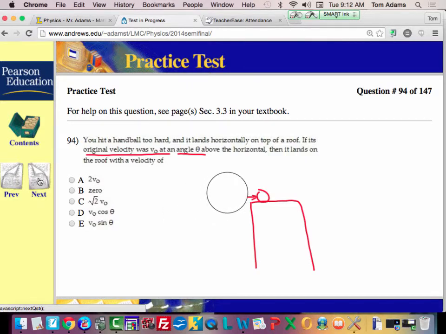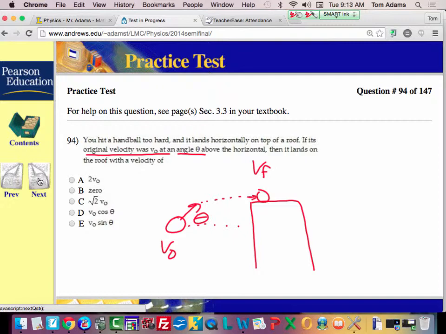So now this one, I remember doing this one. This was on one of your chapter tests. So we make the assumption that it's hit at an angle theta, and it goes flying and it lands horizontally on the roof. To do this problem, we had to make some assumptions. So first of all, this is v naught, okay? This is v final.